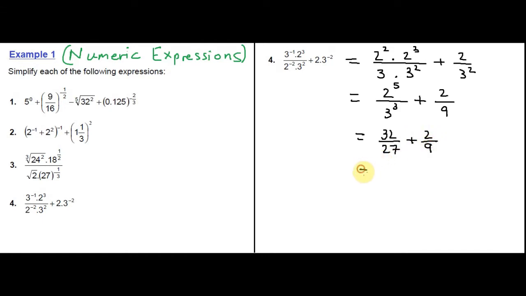Now we can find the LCD, which is 27. 27 into 27 once times the top is 32. 9 into 27 thrice times the top is 6. And we have an answer of 38 over 27.